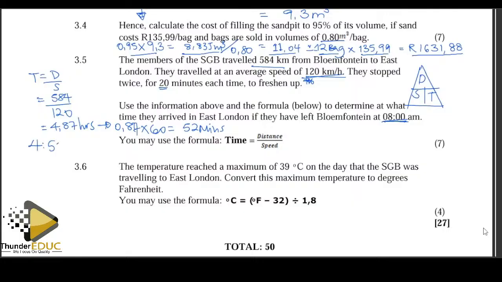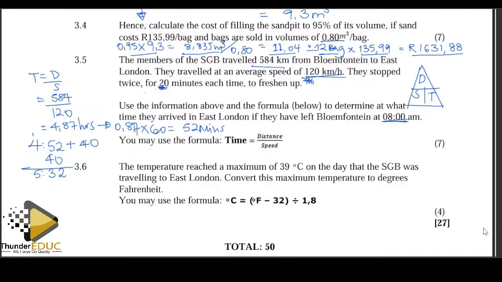This was for driving. Now, don't forget, they took breaks of 20 minutes, 2 of them. So we add on the 40 minutes. When we add 40 minutes here, we're still looking for the time they spent on the road. So when you add 40 minutes to 52, you have 92, which could have been 90, but remain with 32, forming 1 hour. So they spent 5 hours, 32 minutes.